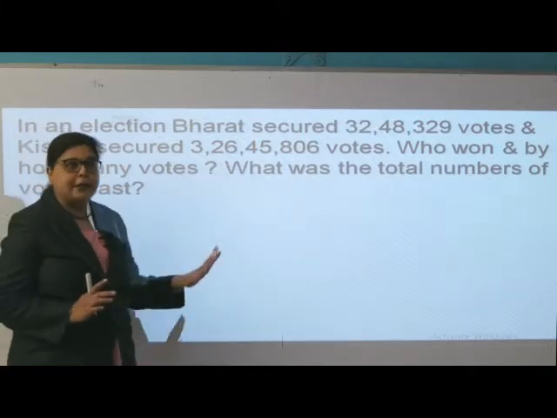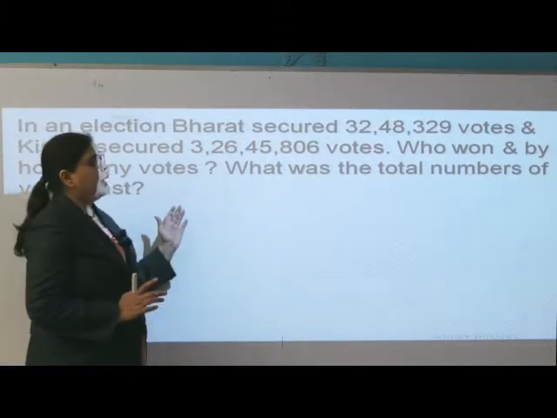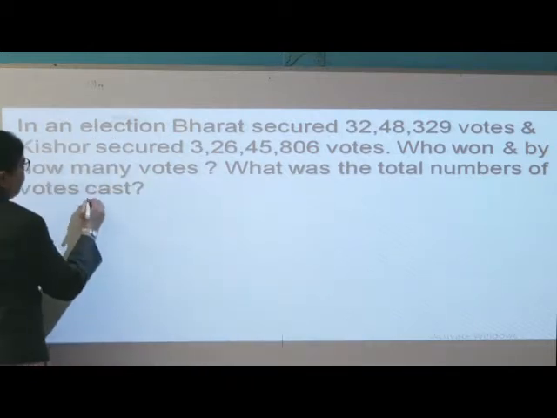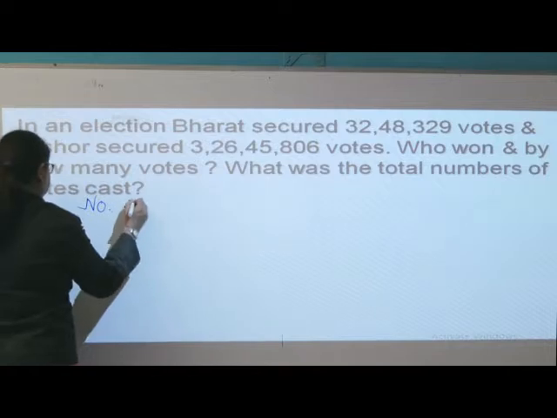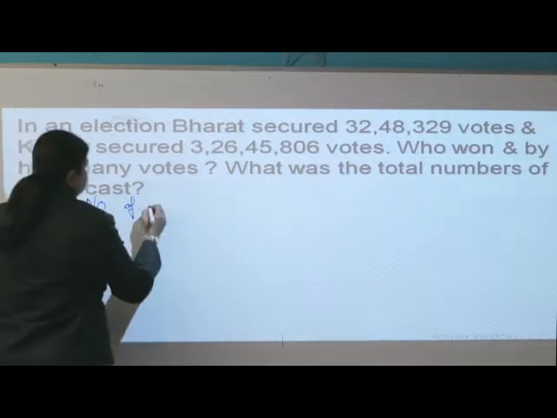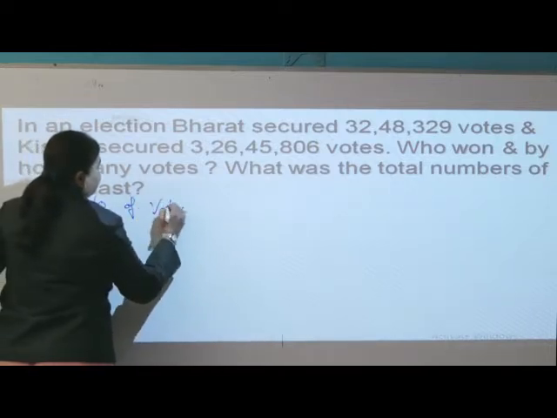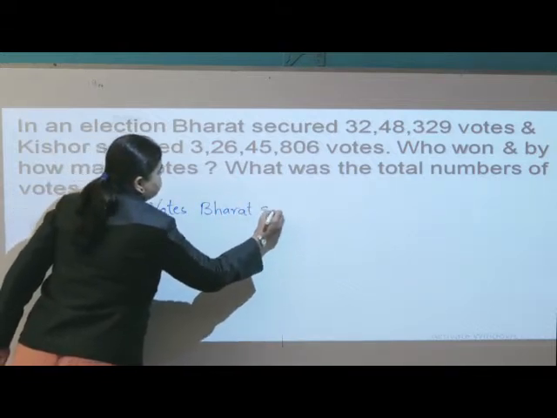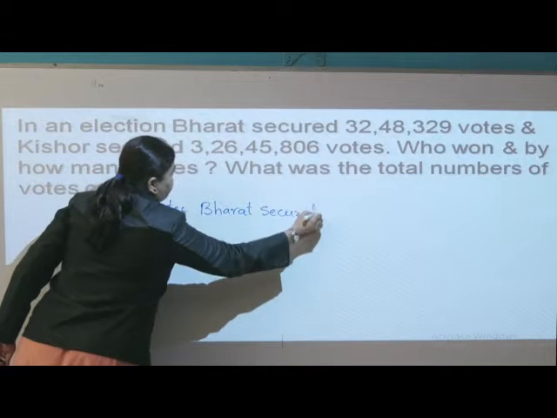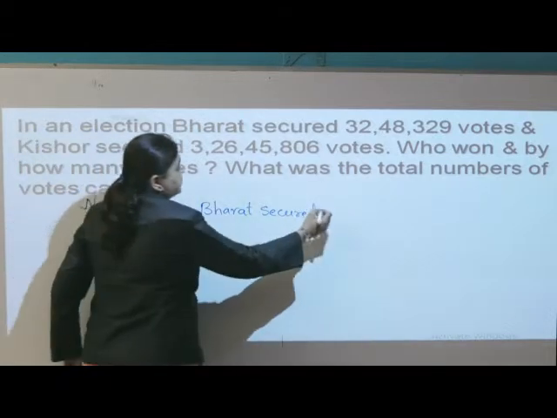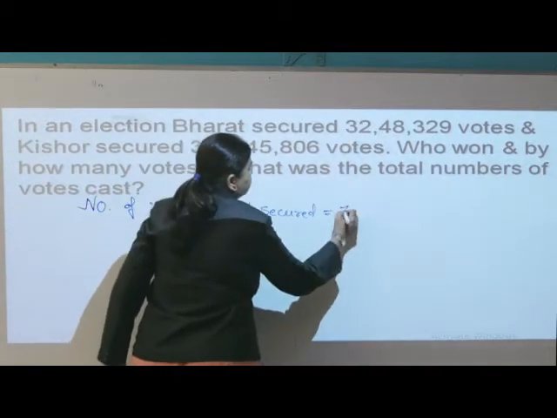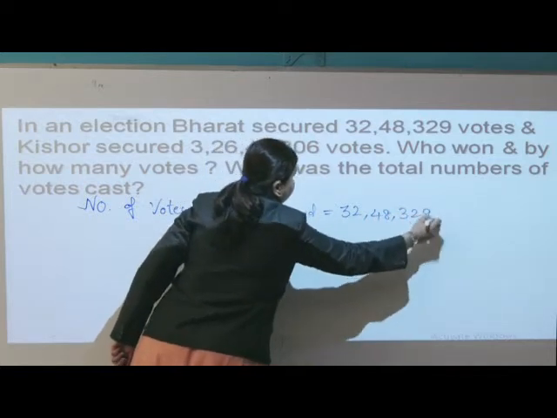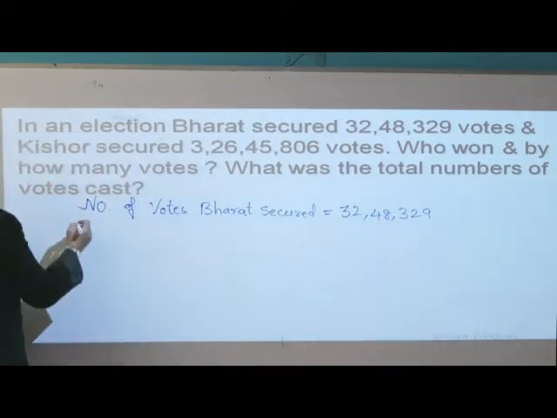Now we will write the statement because it's a word problem. We have to write the statement in short. Number of votes Bharat secured. How much is given already in the statement? It is 32,48,329. Now what is the other candidate?